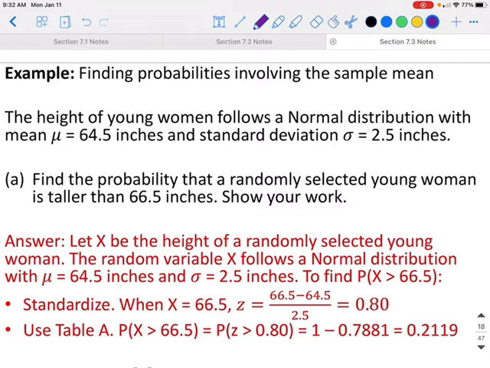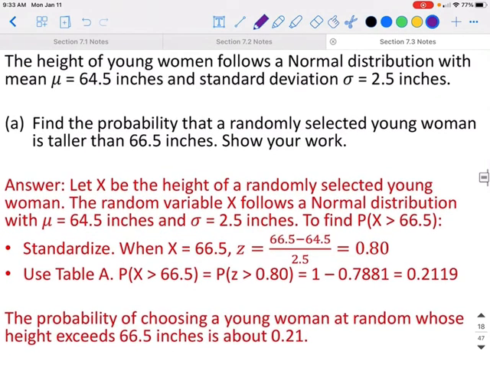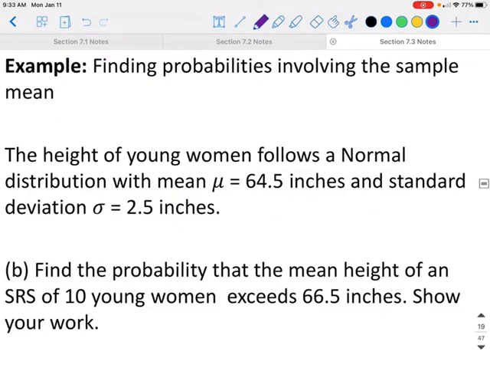Remember, on your table, this tells you the probability that is less than a specific value. So the probability that z is less than 0.80 would be 0.7881. But since we're looking for the probability that is greater than, we would do 1 minus the probability that it is less than, and this will give us 0.2119. So the probability of choosing a young woman at random whose height exceeds 66.5 inches is about 21%.